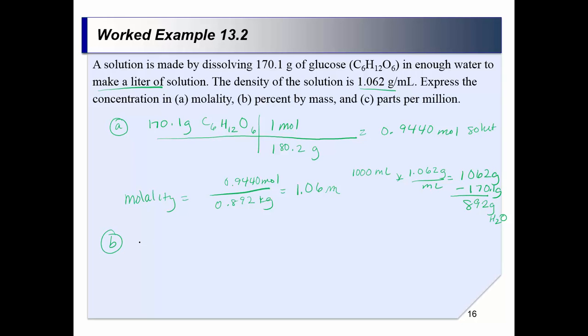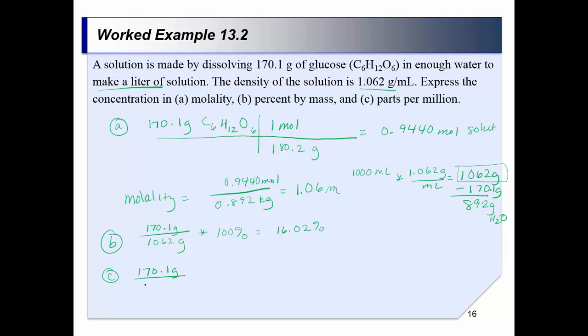B, percent by mass. I need the grams of my solute, which is given to me, 170.1 grams, divided by the mass of the solution. So here I'm looking for solute plus solvent. Mass of the solution is given right here, 1062 grams. I'm looking for percent mass, so I need to multiply by 100, and I get 16.02%.